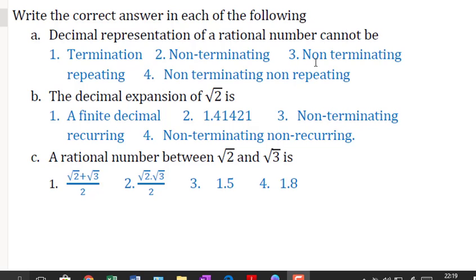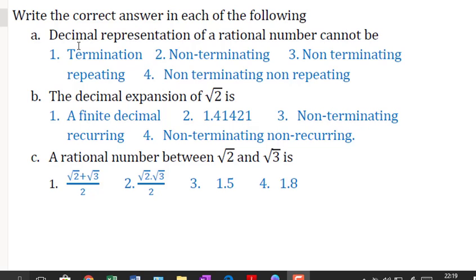Namaste everyone. Today we are going to discuss the solution for assignment 1, or we can say worksheet 1, for number system. The first question in the problem was: write the correct answer in each of the following. So we have been given some options, and from those options we have to choose the correct answer.